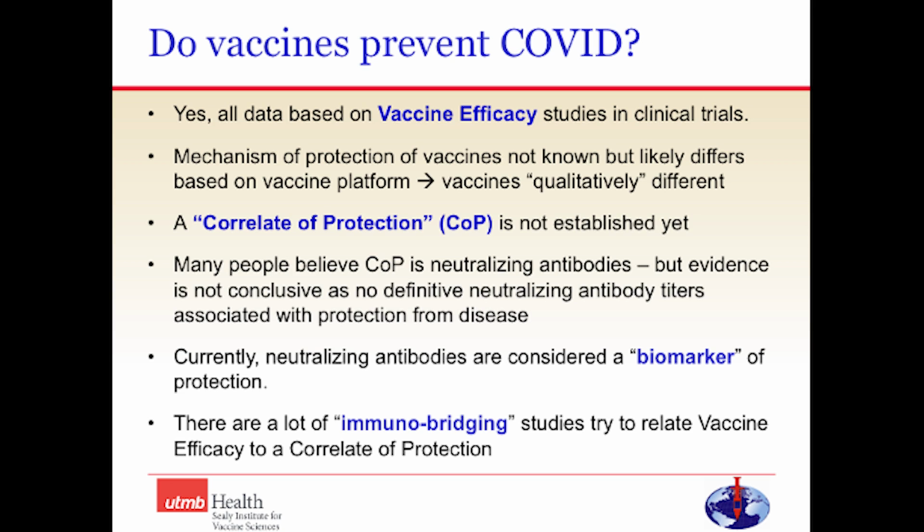Now, correlate of protection is something we like in the vaccine business. It's a magic number that tells us whether the vaccine is going to work, and normally it's based on neutralizing antibodies. If you have a neutralizing antibody titer, say 1 in 50, we'll know you'll be protected against that particular disease. But we don't have a correlate of protection for COVID at this present time. And it gets more and more complicated because of the virus evolving. I'll talk more about that in a minute.